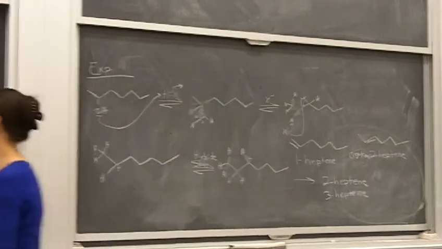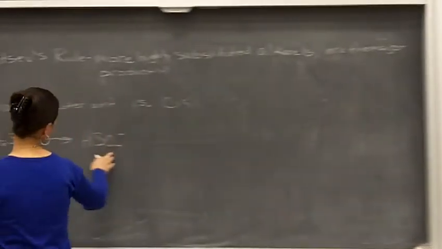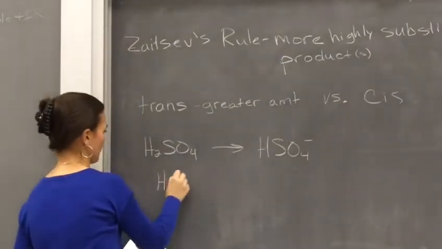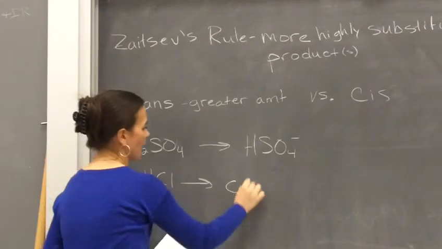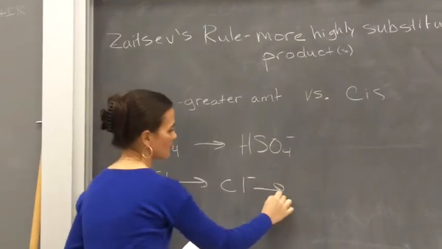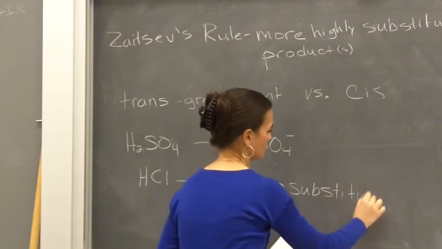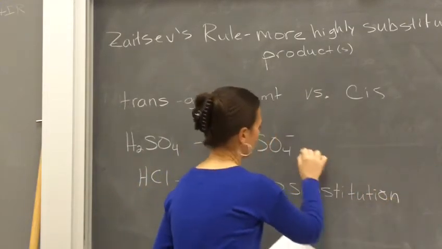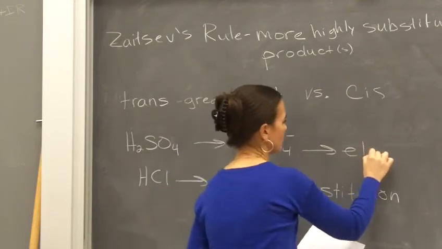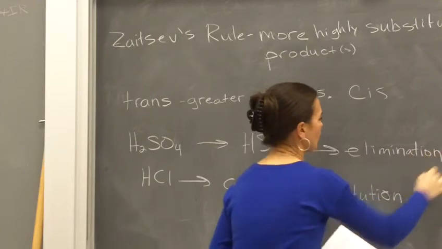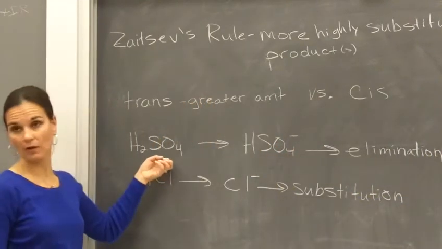So we use sulfuric acid so that we're forming HSO4 minus, versus if we use something like HCl and we form Cl minus, this would cause some substitution products too, okay? So to get just elimination, we're using H2SO4 as our acid.